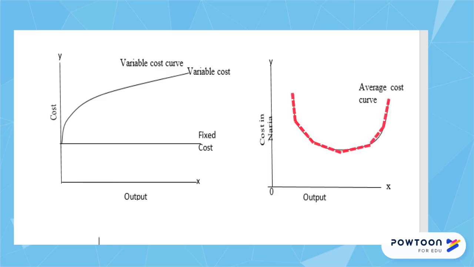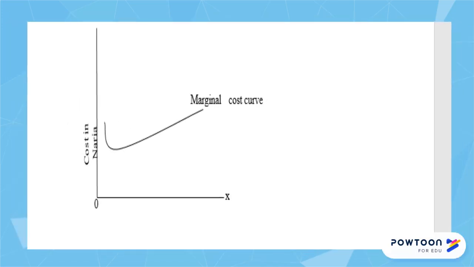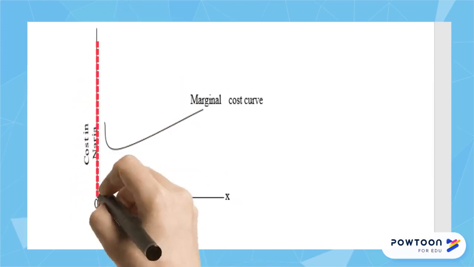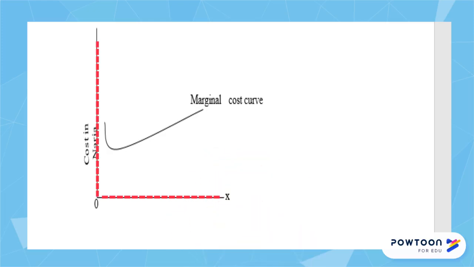And if you look at the graph of average cost, it looks like a U shape, which shows that it varies too. This is the graph of marginal cost curve. The y-axis is cost, while the horizontal axis, that is the x-axis, is output, and the graph has a good shape.